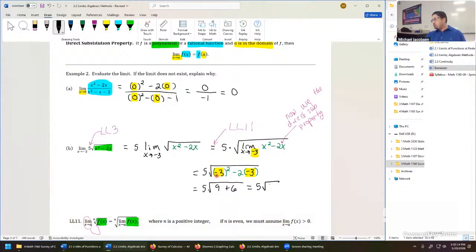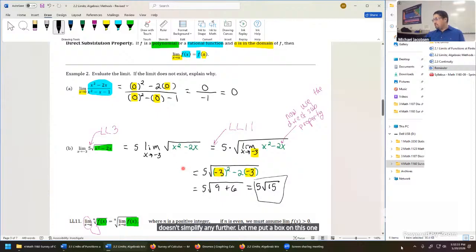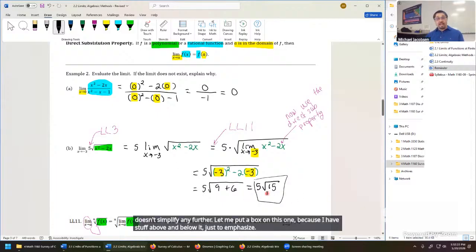So this is 5 times the square root of 15. It doesn't simplify any further. Let me put a box on this one because I have stuff above and below it, just to emphasize this is where the answer would end.